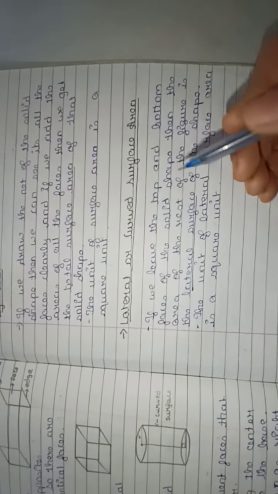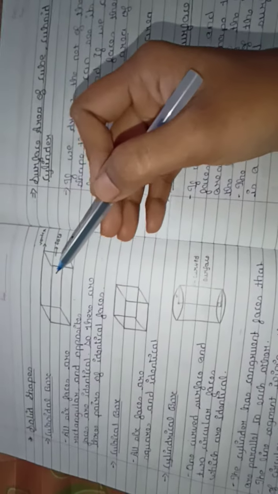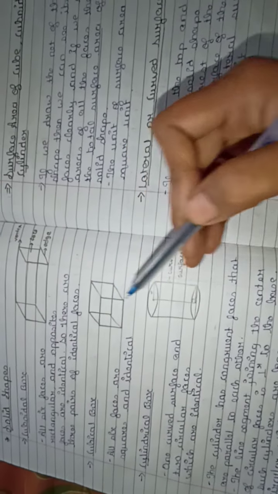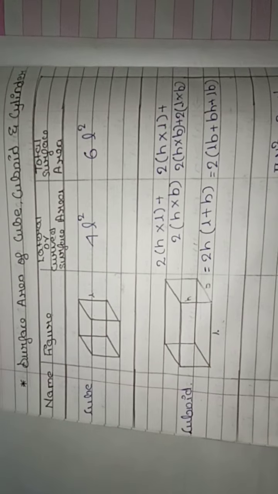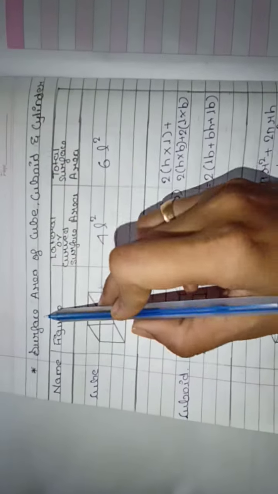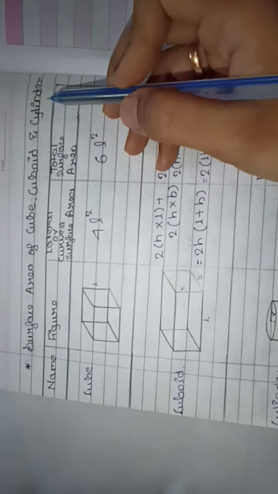Now we will move on to the formulas of the cuboid, cube, and cylinder (cylindrical box): the surface area, total surface area, and lateral surface area. Now see the surface area of a cube, cuboid, and cylinder.